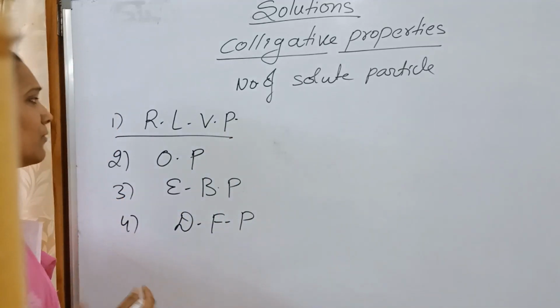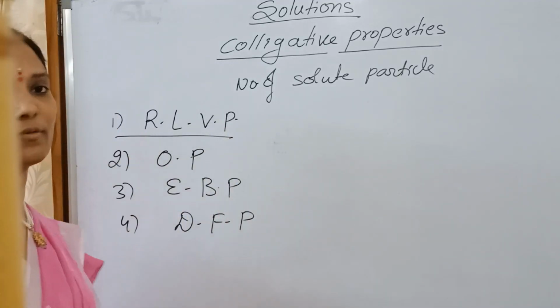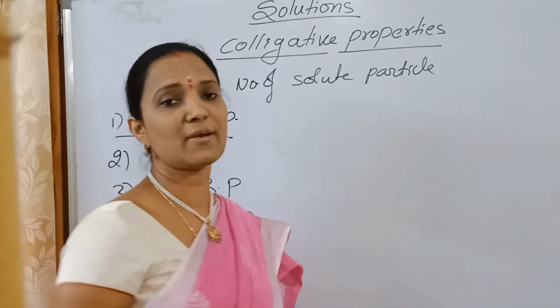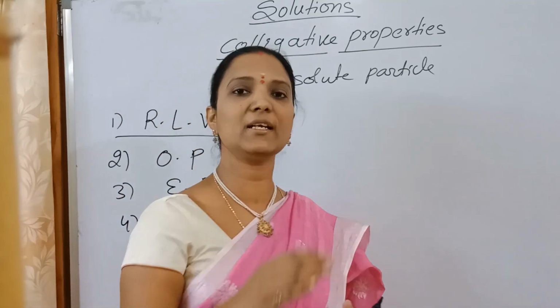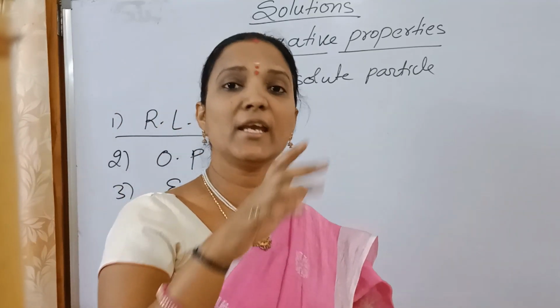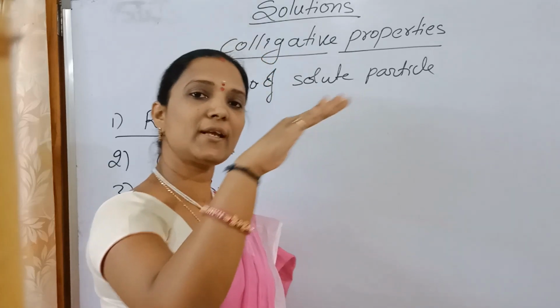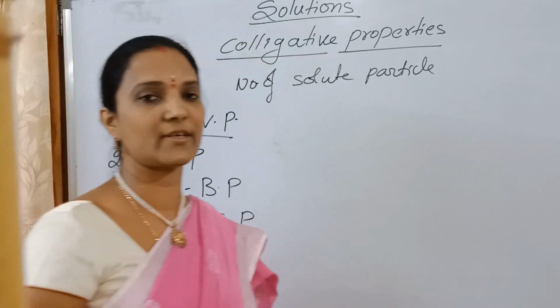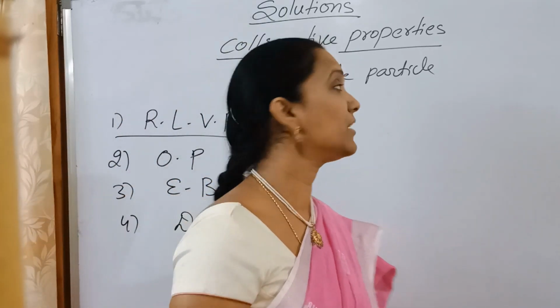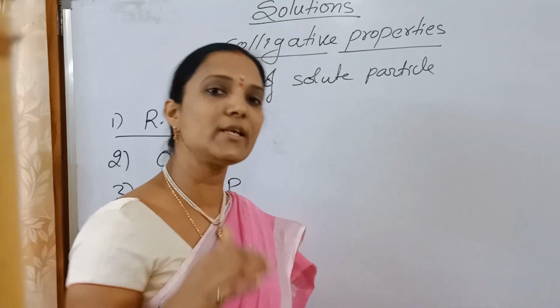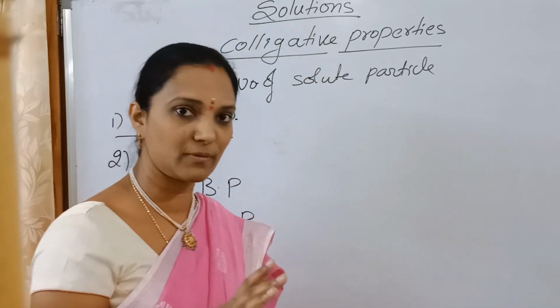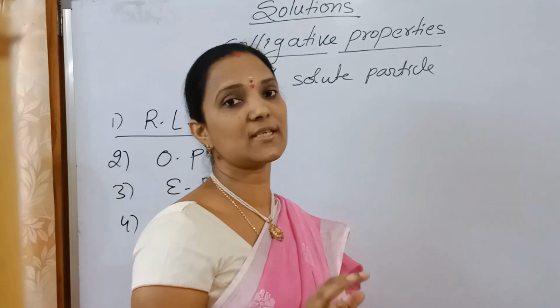Anyhow, once again come to this one, relative lowering of vapor pressure. What is this vapor pressure? If vapor and liquid are in equilibrium in a closed container, the vapor exerts some pressure on the liquid surface. So the pressure exerted by vapor molecules on its liquid surface at the equilibrium stage at constant temperature.